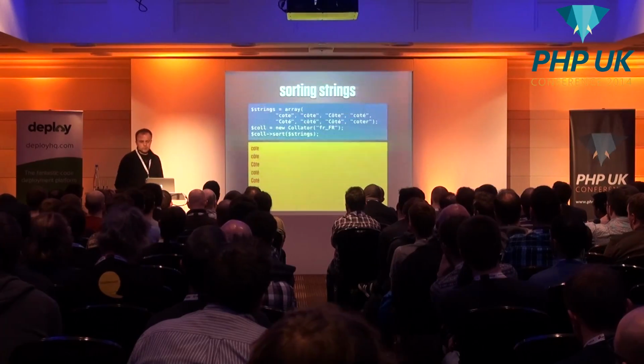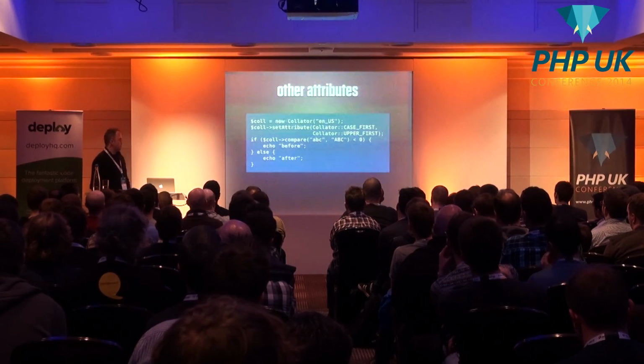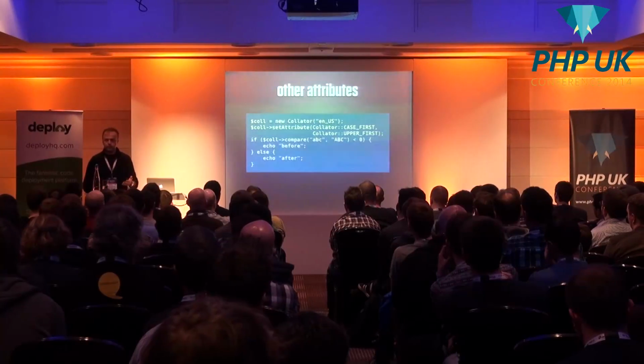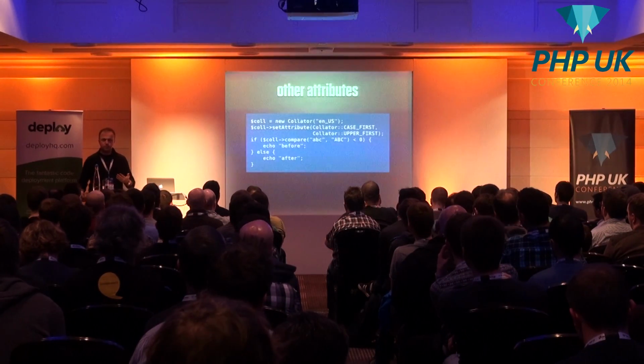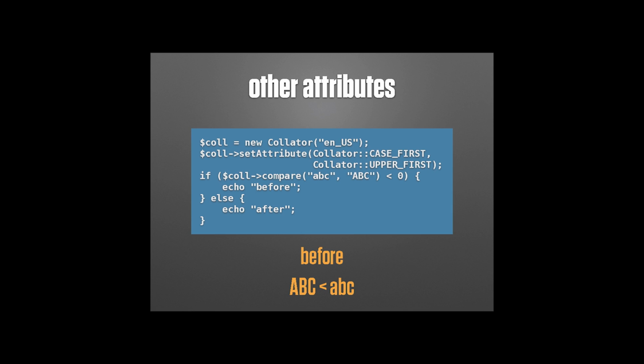So some other things you can do, you can set different attributes. You can say, for example, I want to sort uppercase first, because usually it's lowercase, right? Like at least in ASCII, lowercase comes first. You can say case upper first, and then when you compare ABC and ABC, it's going to count them before the lowercase version.